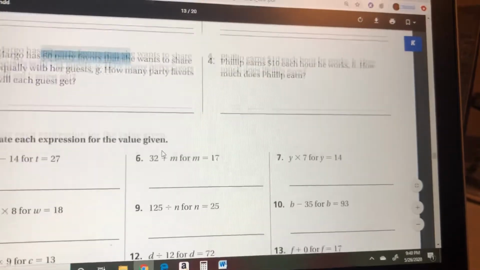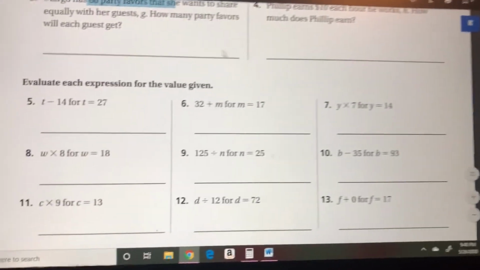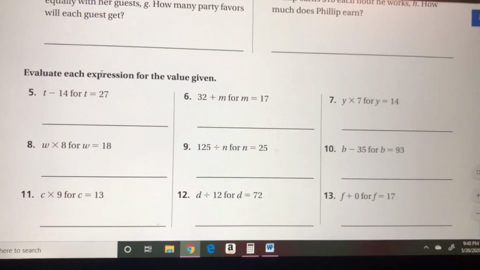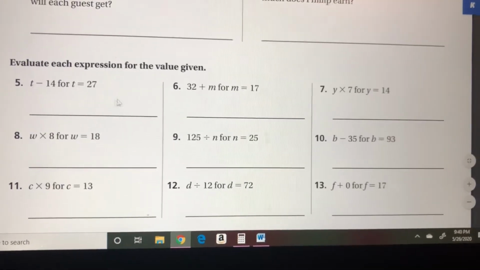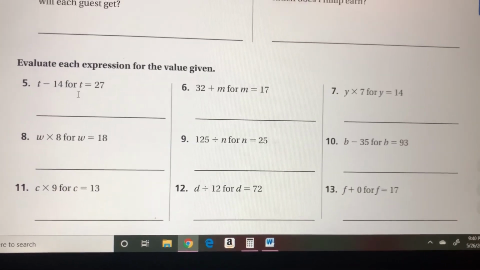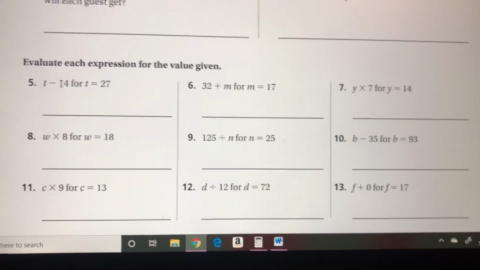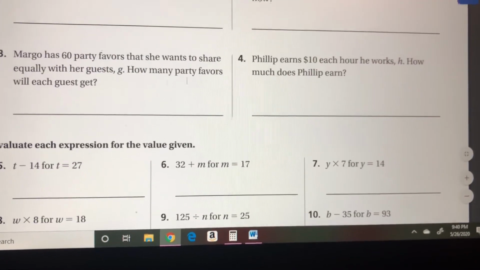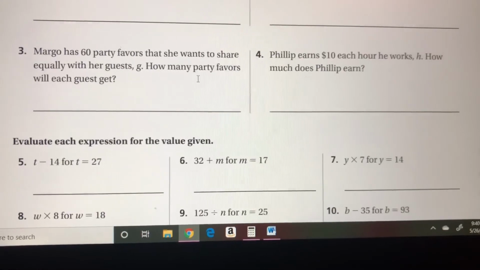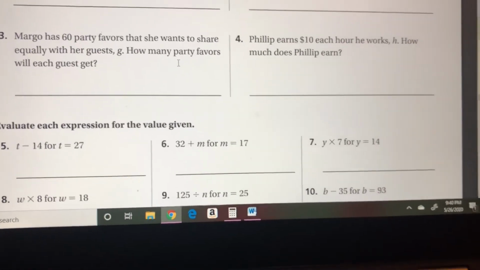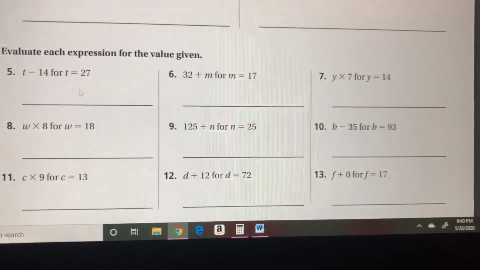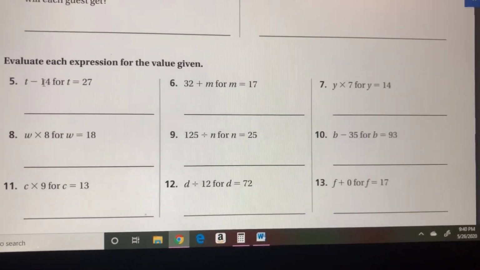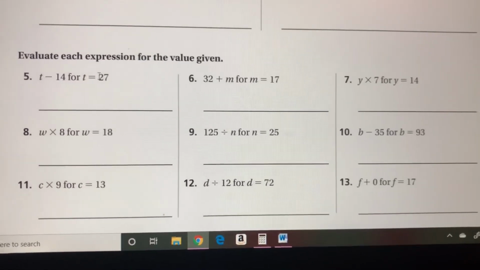Let's go over to this section because the top is pretty simple. Evaluate each expression for the value given, okay? So here they're actually giving you the value for T, so these can be solved. The ones up here, these word problems, did not have values, so we didn't know what each variable or letter was worth. So in this case, T minus 14 for T equals 27.